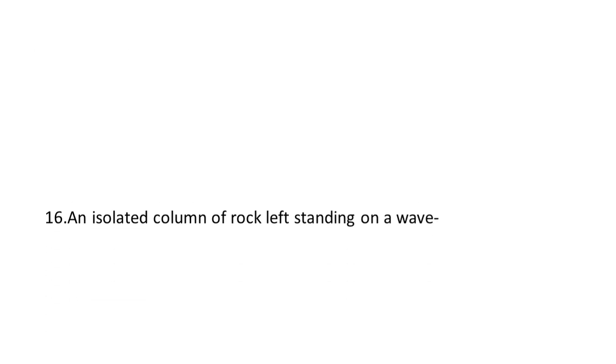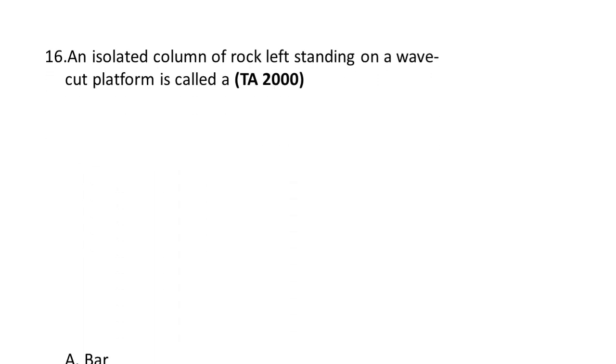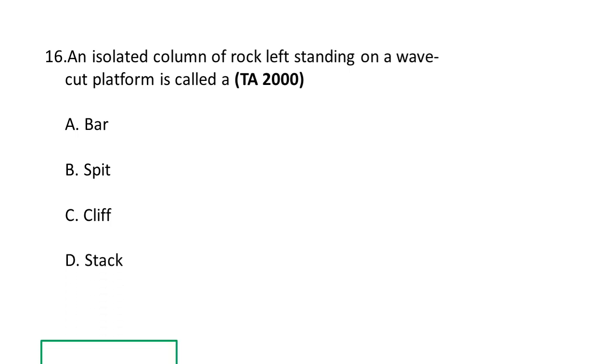Next question. An isolated column of rock left standing on a wave cut platform is called A, bar, B, spit, C, cliff, D, stack. The correct option is D, stack. An isolated column of the rock left standing on a wave cut platform is called as a stack.